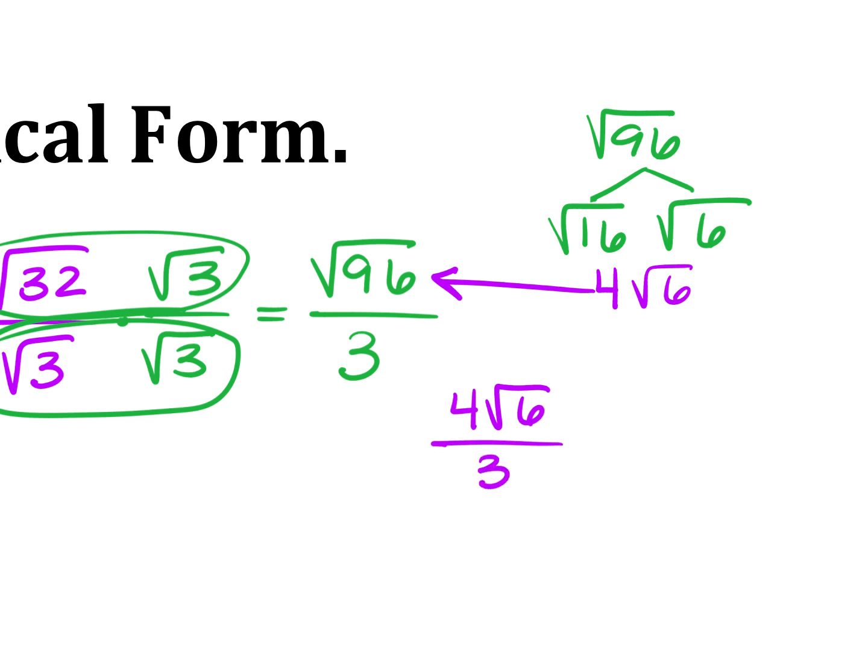Can you simplify anything else? That's as far as you can go. What if this was a 6 rad 6 over 3? You could divide the 6 by 3. Then divide the 6 by 3. But it's not, so you're just done at this point.